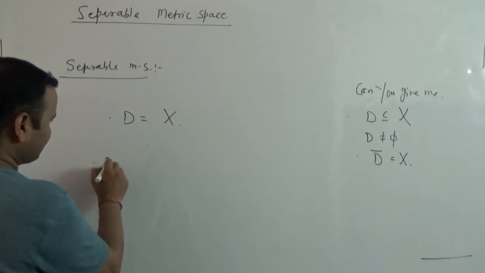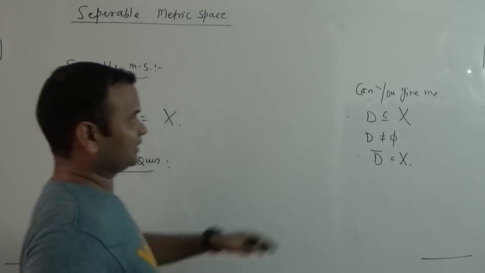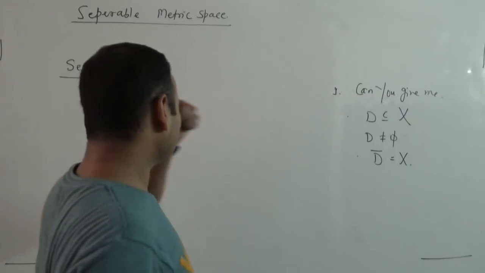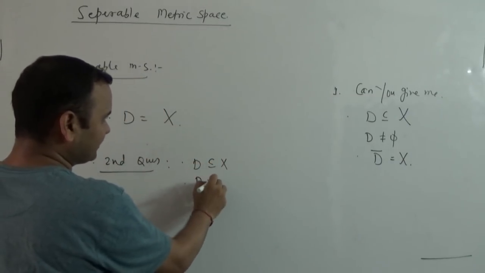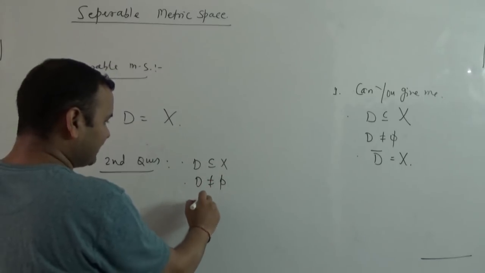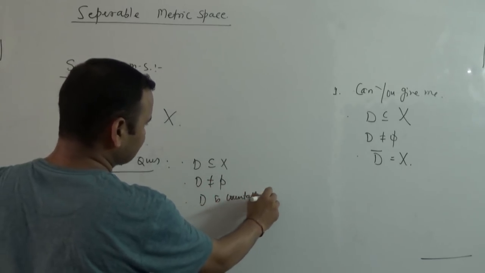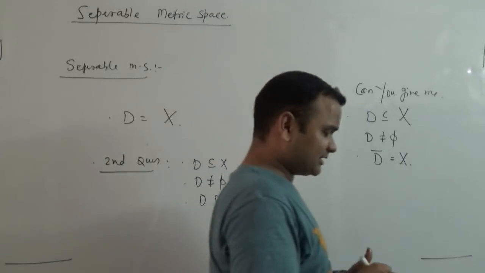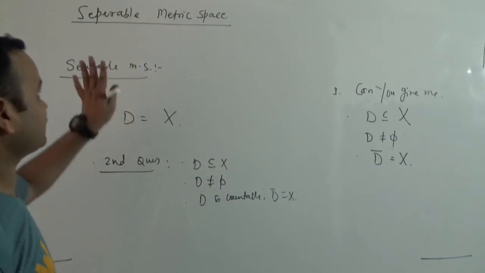So this was the first question. Now the second question: can you give me D, a subset of X, such that D is not empty and D is countable, and the closure of D is equal to X? Can you give? So this is the ultimate goal of this topic.